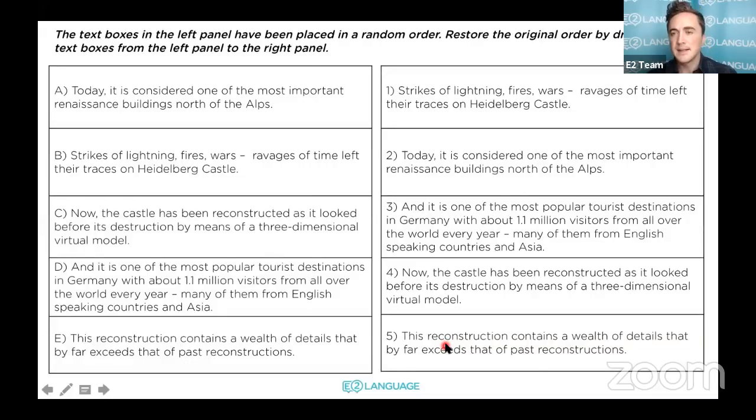Kind of, but there's a better way to do it, and that's to put D as number 3. Why? Because it follows on from this sentence more logically. Today it's considered one of the most important Renaissance buildings north of the Alps, and it is one of the most popular tourist destinations. That has a better connection. So sometimes we can use the subject, verb, object and it works, and we can use the grammar and it works, but ultimately it comes down to meaning, and it comes down to the best possible sequence of sentences for overall meaning. It's a bit of a trick.